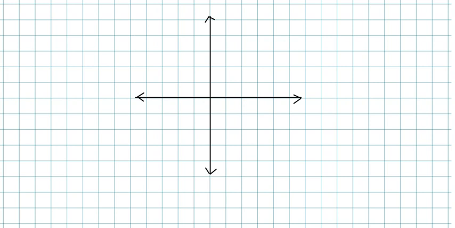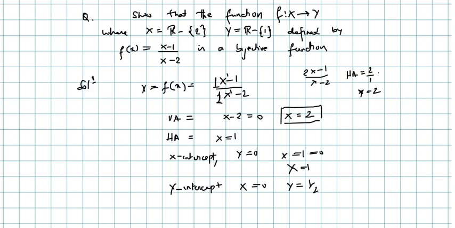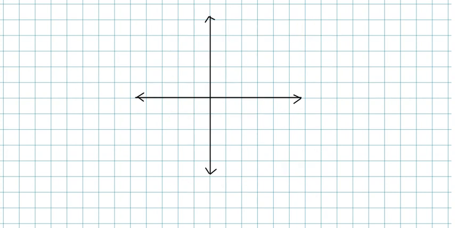Okay. Now, first thing is what? Our vertical asymptote is at x equals 2. So, this is 1, this is 2. Let us make a dotted line here. So, this blue line represents our vertical asymptote.